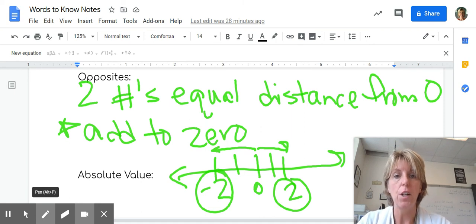We talked about variables, expressions versus equations. We talked about some of the key words of how you know when you're going to add, subtract, multiply, or divide. How do you know which operation you're going to do? We talked about exponents, the words base and exponent, and the difference between those, especially watching out for that negative in and outside of parentheses. And then we also talked about absolute value and opposites.